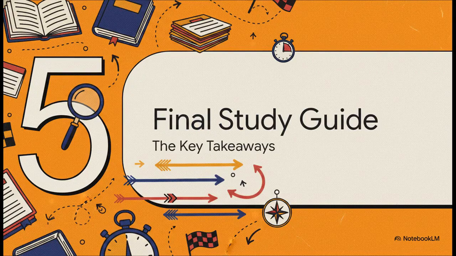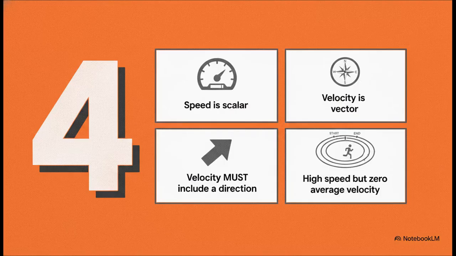Okay, let's bring it all home and wrap this up with a quick summary. Think of this as your final study guide to make sure these concepts are locked in for good. So let's boil it all down to the 4 biggest takeaways. Number 1, speed is simple. It's a scalar, just distance divided by time. Number 2, velocity is the one with the twist. It's a vector, which means you calculate it using displacement over time.